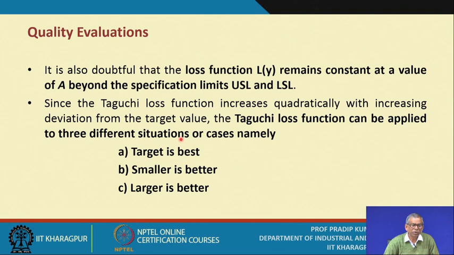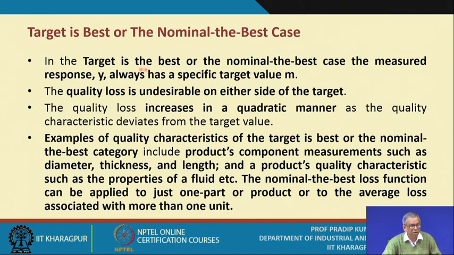So how do you evaluate quality? It is also doubtful that the loss function L(y) remains constant at a value of A beyond the specification limits USL and LSL. Since the Taguchi loss function increases quadratically with increasing deviation from the target value, the Taguchi loss function can be applied to three different situations or cases, namely target is best, smaller is better, larger is better. Is it okay? In the target is best, or nominal is best case, the measured response y always has a specific target value M. Then the quality loss is undesirable on either side of the target.